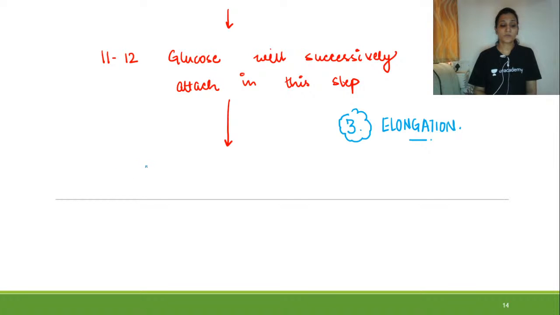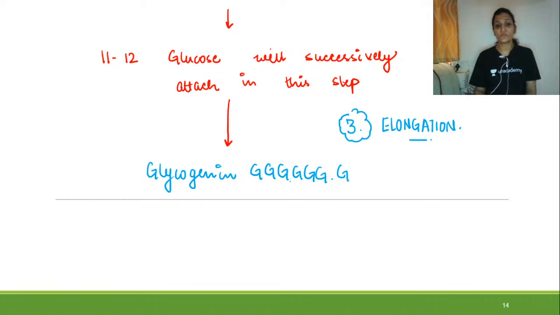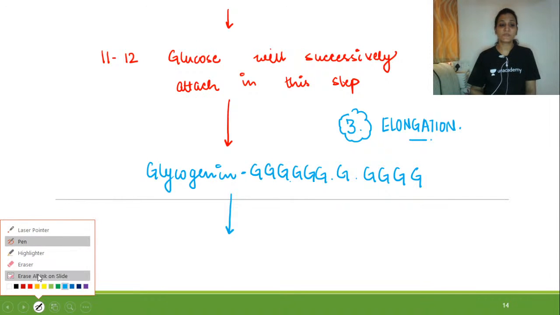Okay, so elongation we are talking about. So this glycogenin will attach around 10 to 12 further glucose molecules. So this is the elongation step. Now after elongation, what comes is branching. The next step is branching.